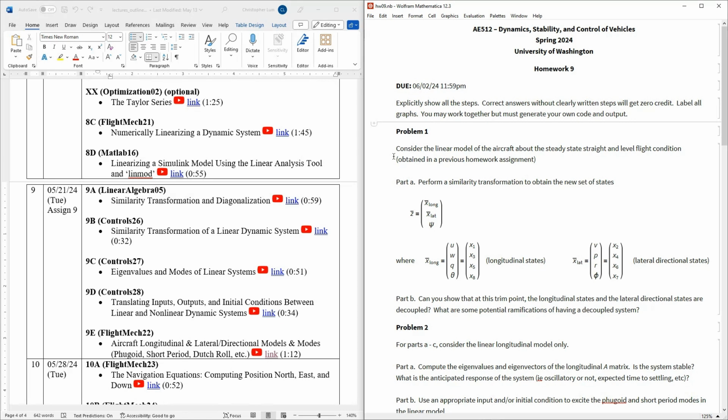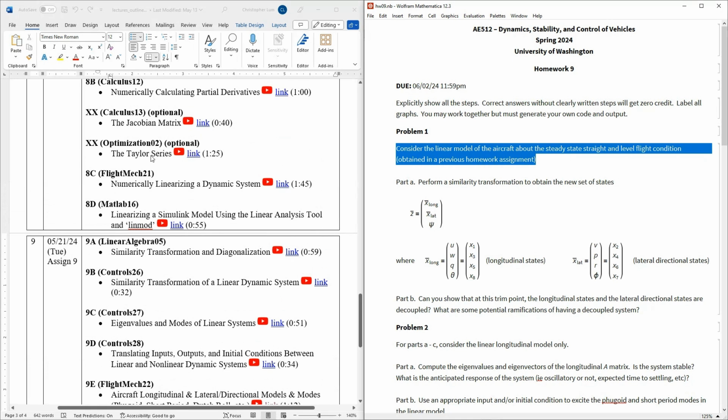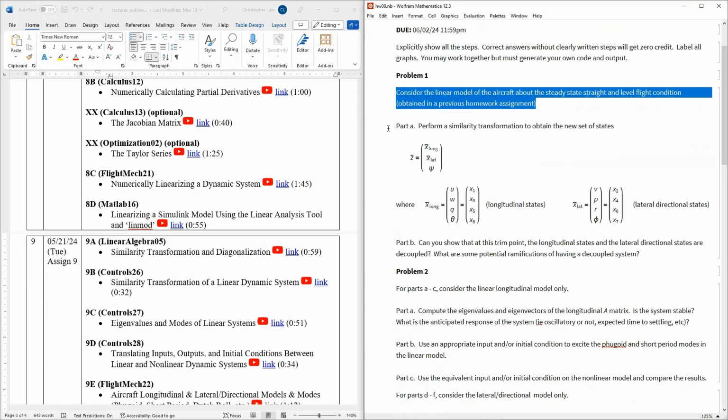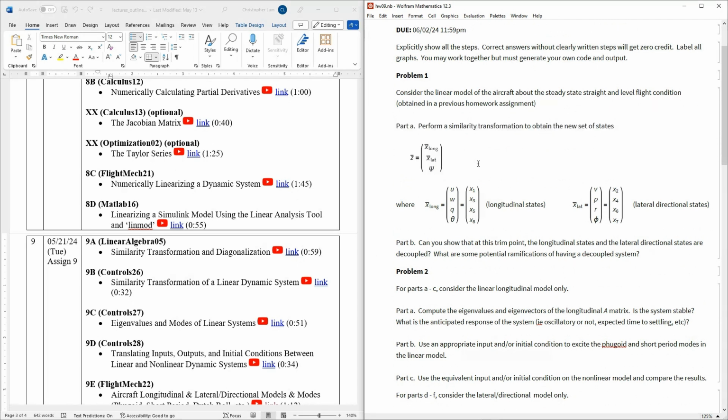So problem 1 is, again, let's take a look at the linear model that you obtained last week, right? Homework 8, you were basically obtaining a linear model of an aircraft flying straight and level at 85 meters per second. Now, you can take that linear model, and now all I'm asking people to do is perform a similarity transformation, and this similarity transformation is really simple. All we're going to do is reorder the states. So I'm going to want to stack the longitudinal states, these things that I'm calling x long, on top of these 4 lateral directional states, which we're calling x lat. So you see that this new state vector z is nothing more than the original state vector, just reordered in some fashion, okay?